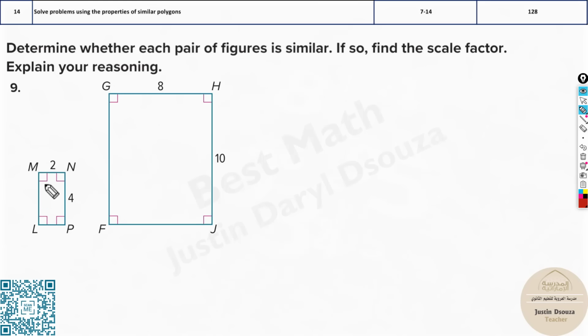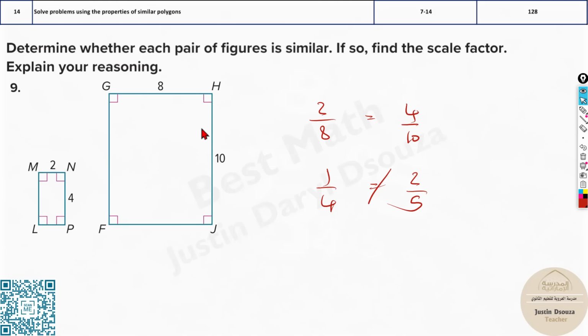Here, all the angles are the same. Okay, well and good. Let's check the sides. Are the other sides proportional? Let me just take this smaller one, 2 by 8. It must be equal to 4 by 10. Is it true? It's 1 by 4 here and here it's 2 by 5, which is not equal, so they are not similar to each other.